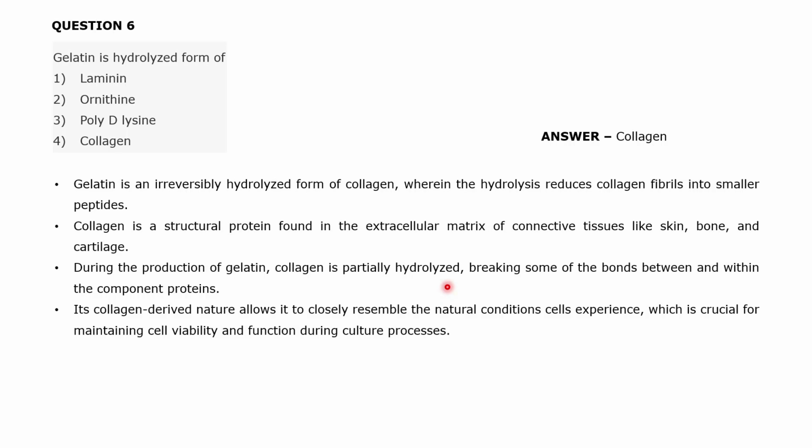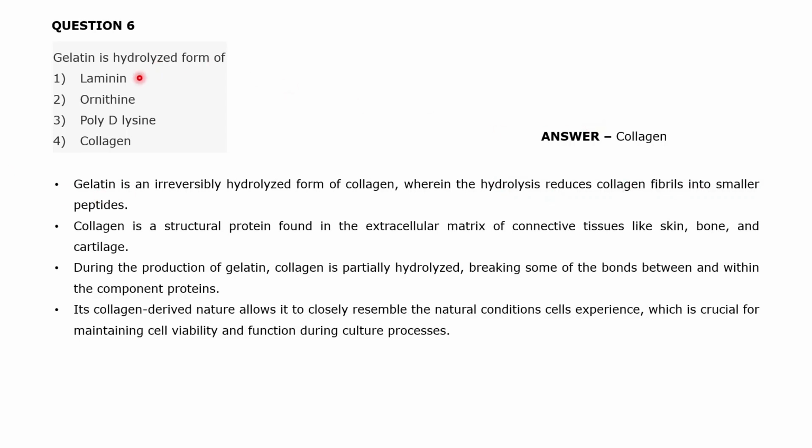And yeah, so gelatin is a naturally occurring extracellular matrix, not a synthetic one. Even though it is a hydrolyzed form of collagen, it is directly made from collagen and not due to any other laboratory process. So basically gelatin is an irreversibly hydrolyzed form of collagen, wherein the hydrolysis reduces the collagen fibrils into smaller peptides.